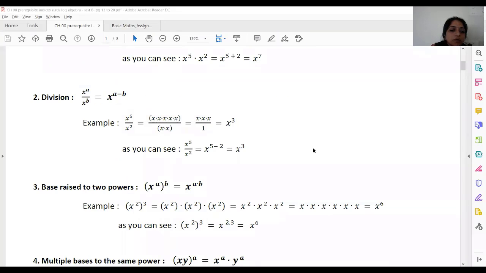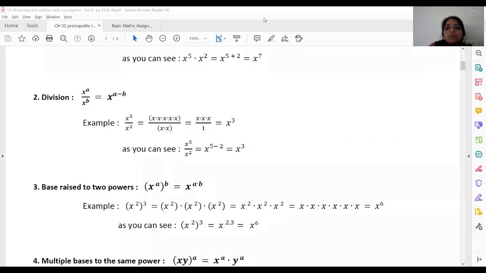Now, the third rule is base raised to 2 powers. x raised to a raised to b equals x raised to a into b. That is x raised to 2 raised to 3, that is x raised to 2 into 3, which is equal to x raised to 6.